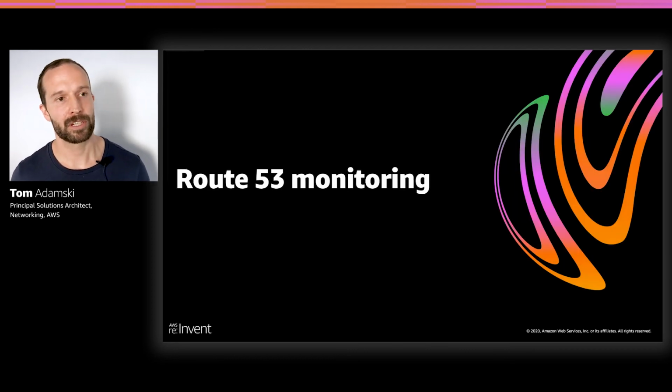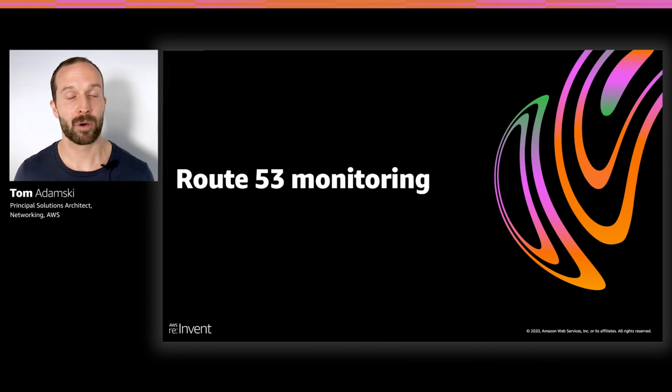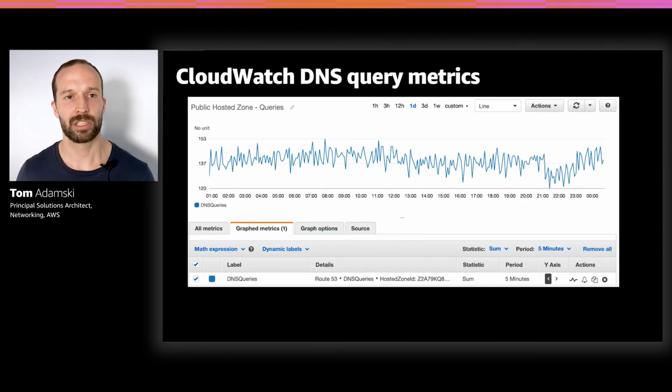Okay, so I want to finish off with highlighting some of the monitoring options. So how do you know Route 53 is working? What data can you get out of it? You can use CloudWatch to see the DNS query metrics, to see actually how many queries each one of your domains, each one of your zones is getting.